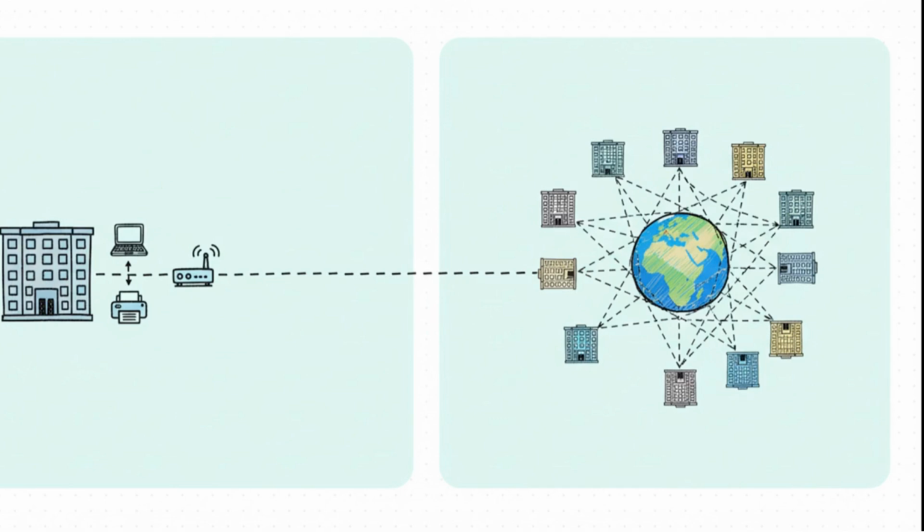You've got your local area network, or LAN. That's small and contained, like your home Wi-Fi or the network at your office. Then you've got the wide area network, or WAN, which is what you get when you start connecting all those LANs together across cities, countries, even oceans. And the internet? Well, that's just the biggest WAN of them all, a massive global network of networks.